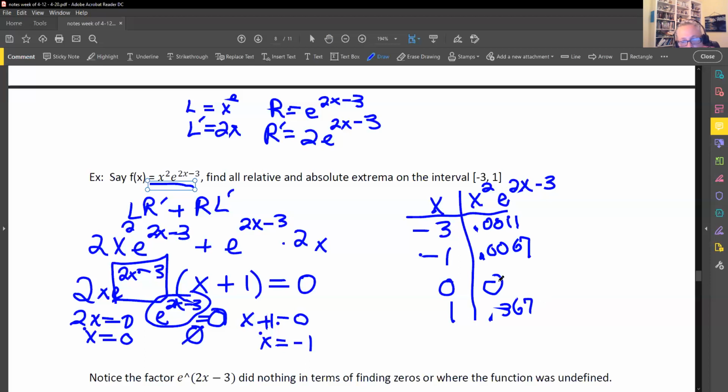All right, so first of all, the highest value I have is this. This is the absolute max. The lowest value I have is this. So this is the absolute min.